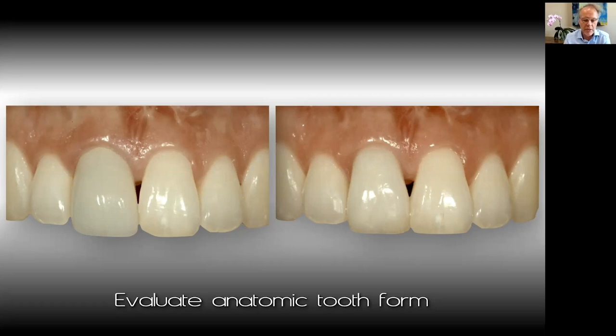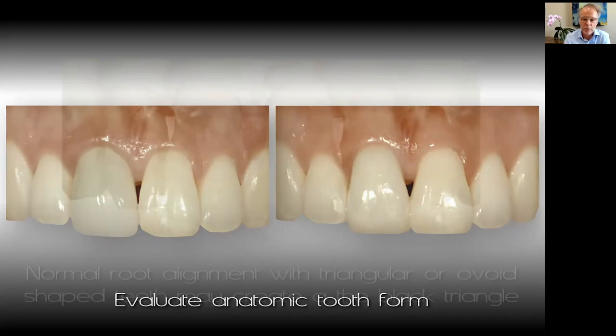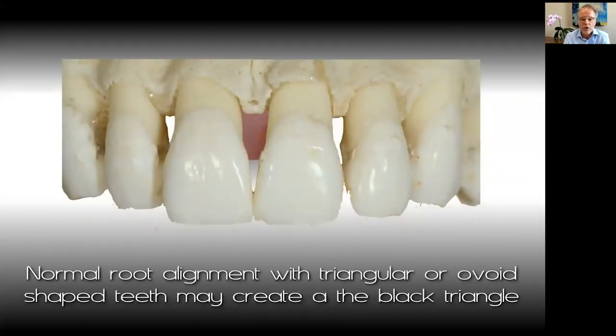So in this case, the patient said she wanted this space. And of course, you test that out in provisionalization, because with the properly contoured provisional, they may say, no, on second thought, can you close that space? And then I might do a simple direct composite on the adjacent central and replace the crown. So normal root alignment with triangular or ovoid shaped teeth may create a black triangle.